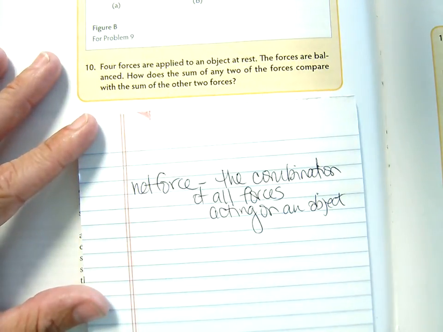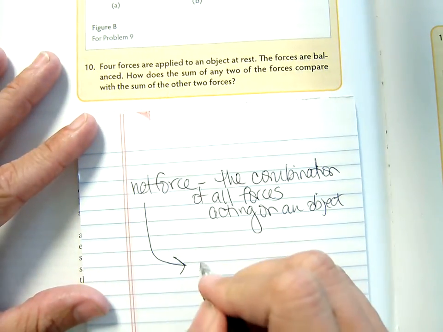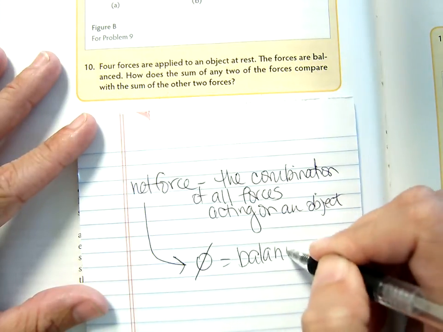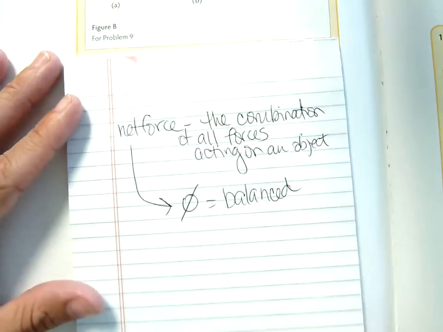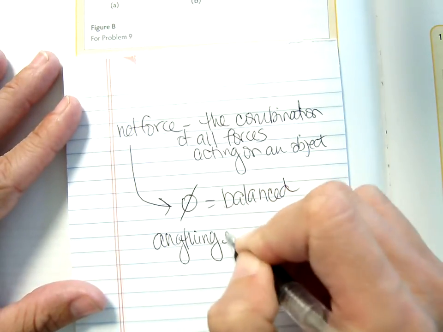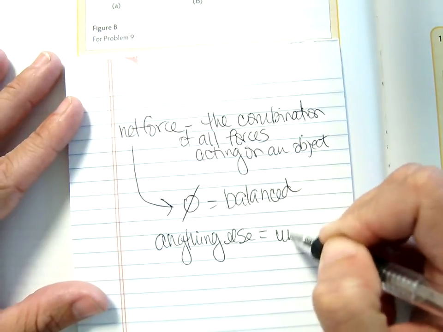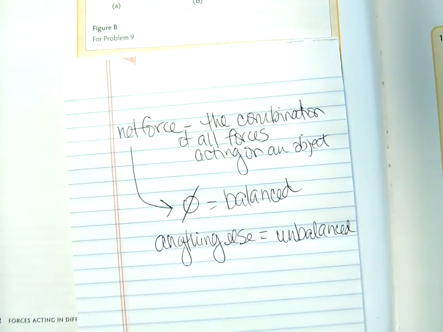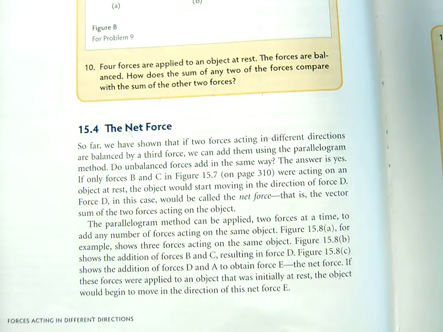Okay, so what we've learned so far is that when the net force is 0, that means the forces are balanced. If the net force is anything other than 0, that means they are unbalanced. Okay, so now the rest of this section basically just goes on to show you how we can apply the parallelogram method to forces that are unbalanced.